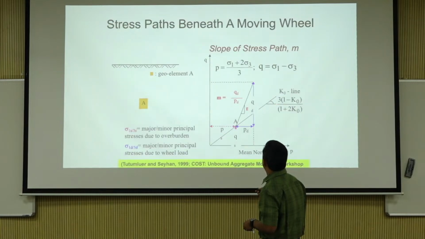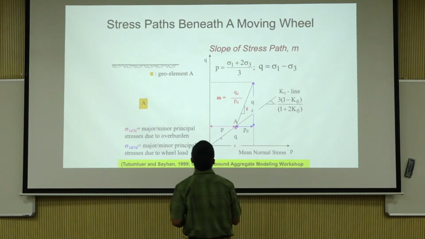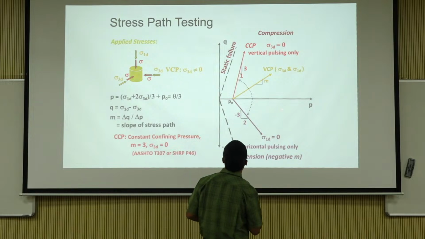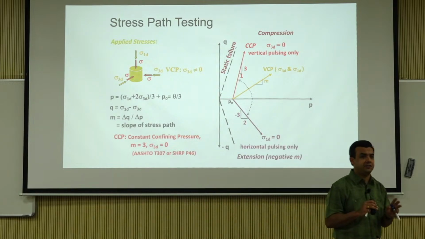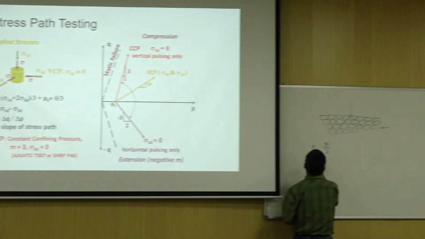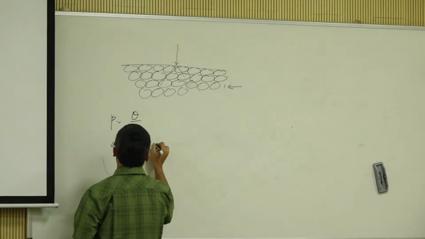We talked about some of these. I want to also focus a little bit on stress path testing. Stress path in this context: we are defining P as the mean stress, and Q is basically the deviator stress. If you look at the definition, P is theta over 3, and Q is equal to sigma 1d minus sigma 3d.